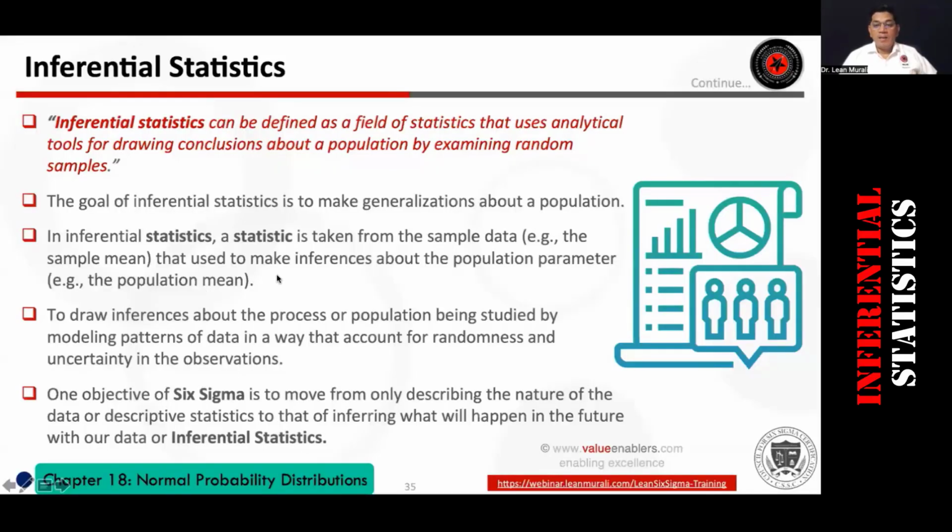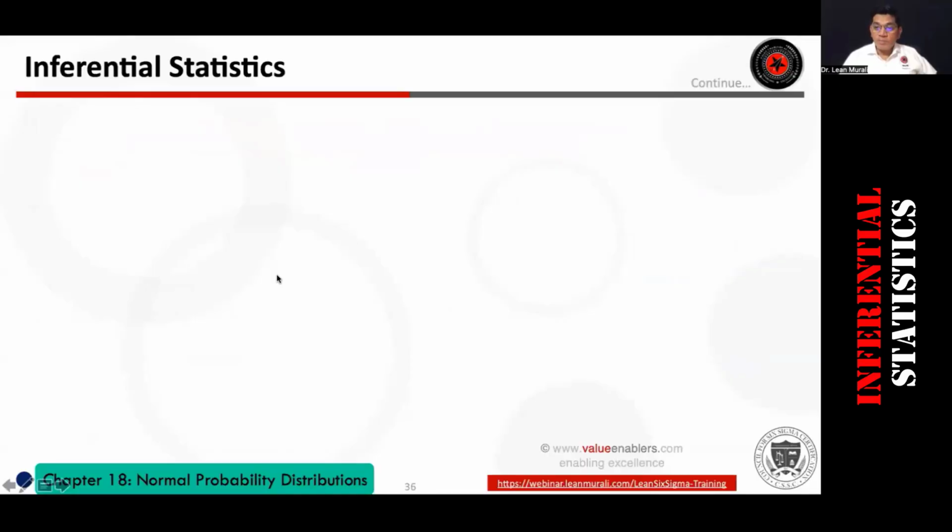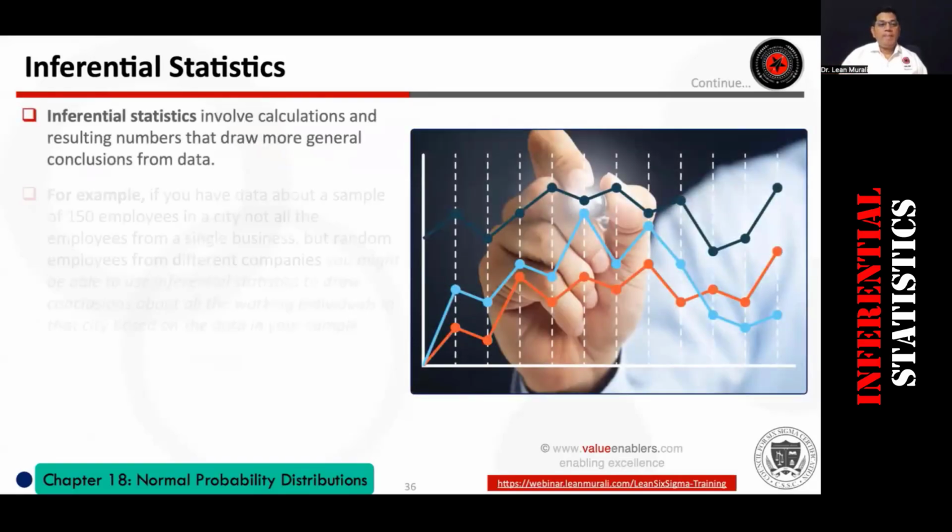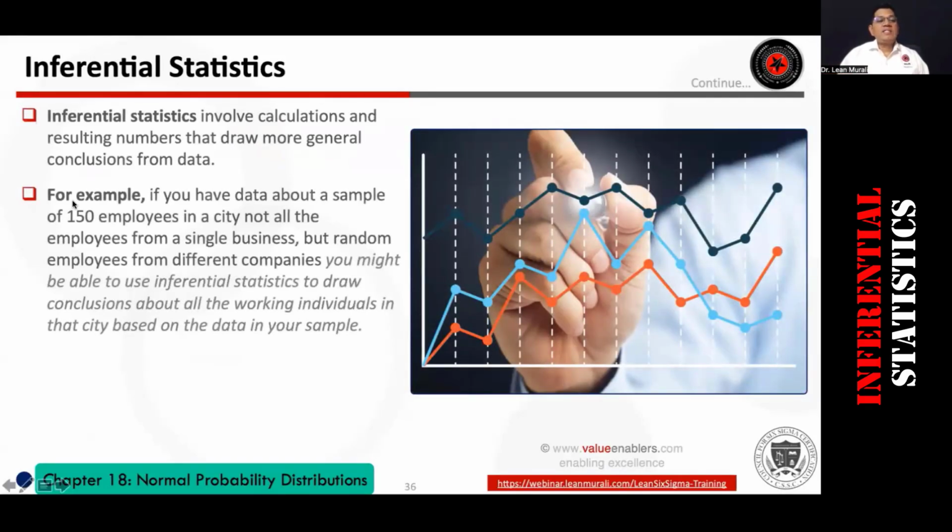Now that is the whole subject of inferential statistics, to draw the conclusion about the population, which is 1,000, with respect to the sample that you have taken. It is similar to the example that you have 150 employees in the city. Not all employees from a single business, but random employees from different companies. You might be able to use inferential statistics to draw a conclusion about working individuals.